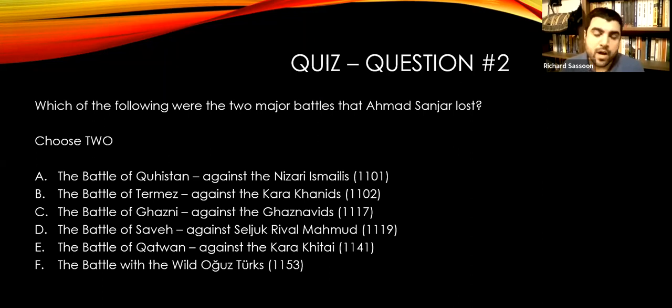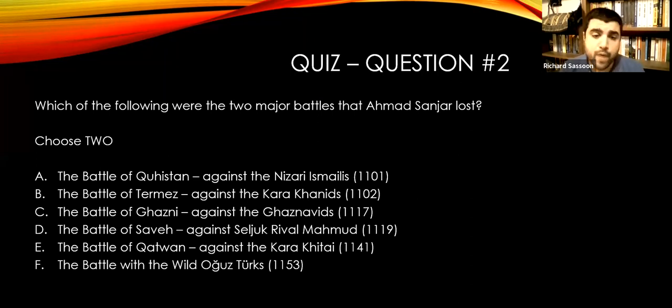The Battle of Qatwan against the Karakhitai, also known as the Western Liao, which was a massive battle that Sanjar should not have lost, but because he lost it, really sealed the end of the Great Seljuk's ability to impose power eastwards, right into Central Asia.